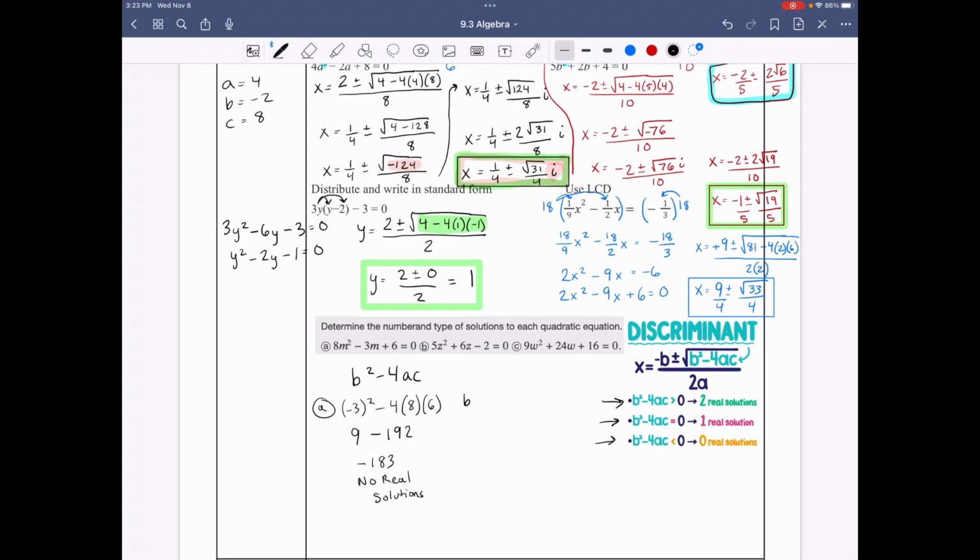Let's do B. b squared is 6 squared minus 4ac. So a is 5 and c is negative 2. So this is going to be 36 plus 40, which is 76, which is positive, and since it's positive, there will be two real solutions.